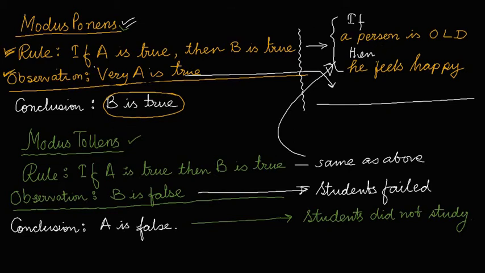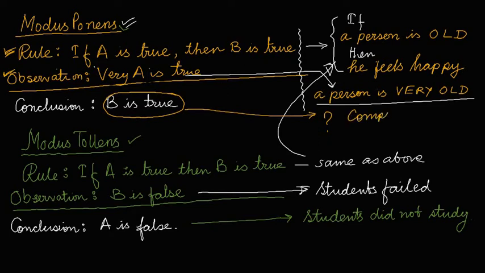Now if we take an example, the rule given to us is that if a person is old, then he feels happy. Now the information given to us is a linguistic variable, and that says that a person is very old. Then what will be the conclusion? Here the conclusion cannot be made by a computer.